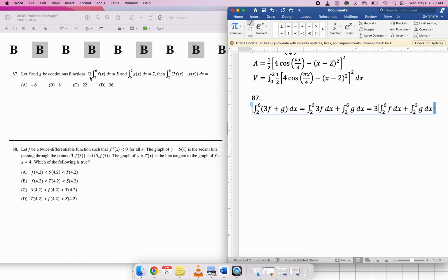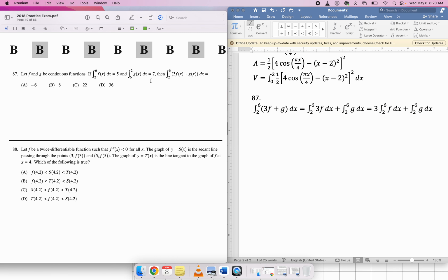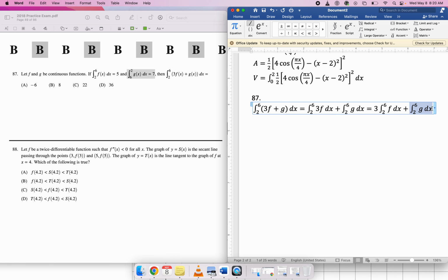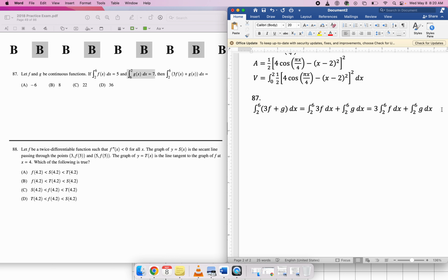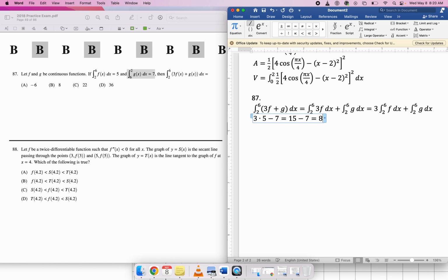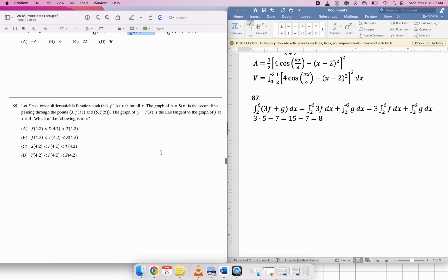So I'm told that the integral from 2 to 6 of f is 5. So I know that this guy right here is 5. And then watch out, I'm told that the integral from 6 to 2 of g is 7. That's not quite what I have. I have the integral from 2 to 6. So this guy is not 7. It's the opposite, -7, right? Because the limits are in the wrong order. So that's going to be 3 times 5 plus -7. So 15 minus 7 is 8. So I say it's 8b.